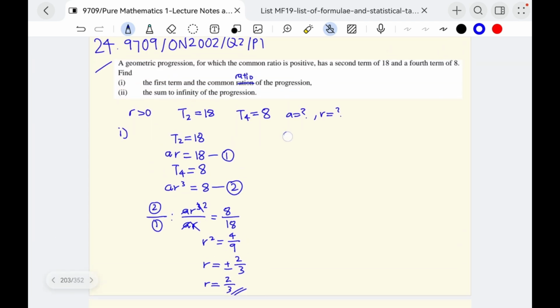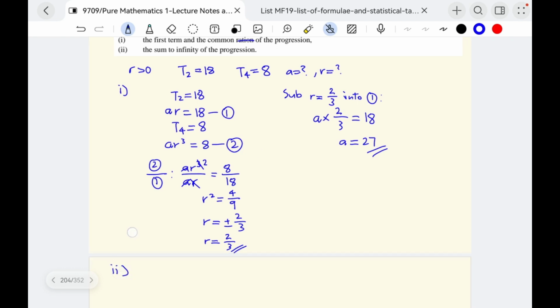And now substitute R equals 2 over 3 into equation 1, because I want to speed up my workings, speed up my answering rate. So what is A? Just simplify it. Solve this equation to get A, the first term, equal to 27. That's all for this part.